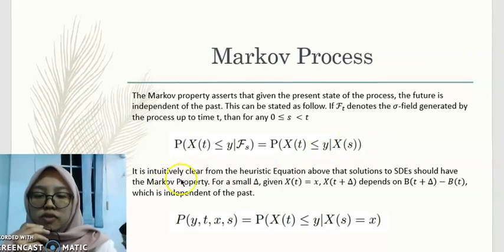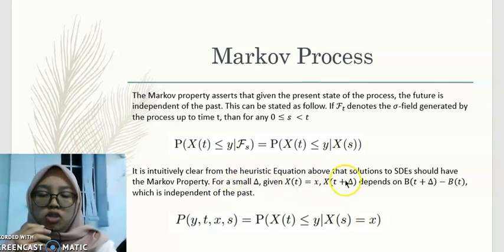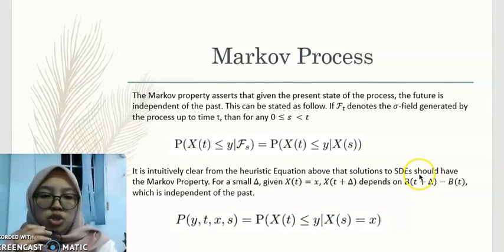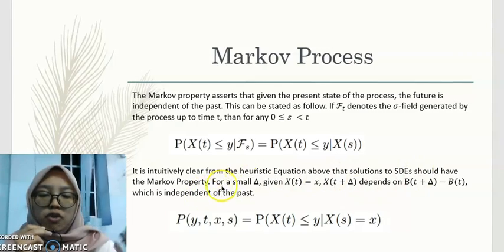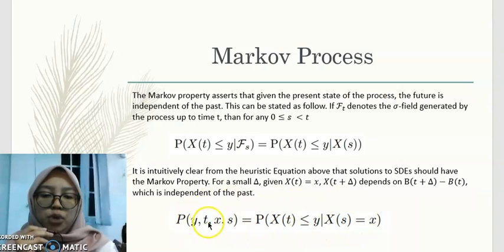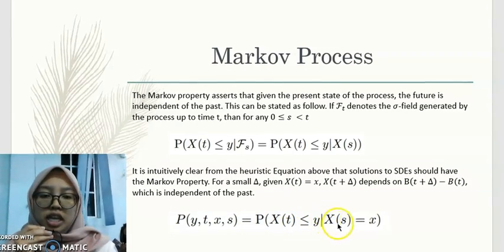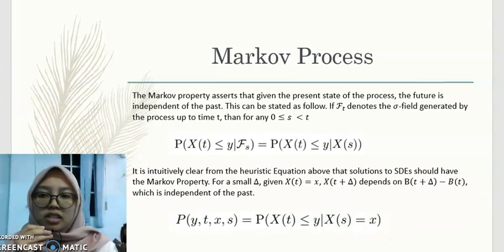It is intuitively clear from the heuristic equation above that the solution to the SDE should have the Markov property for a small delta, given Xt equal to x, while Xt plus delta depends on Pt plus delta minus Pt, which is independent of the past. So here is the equation, P(X <= 1), which means the condition Xs is equal to x.